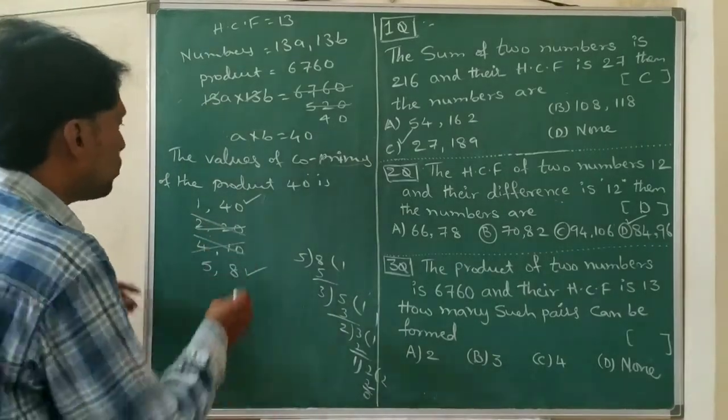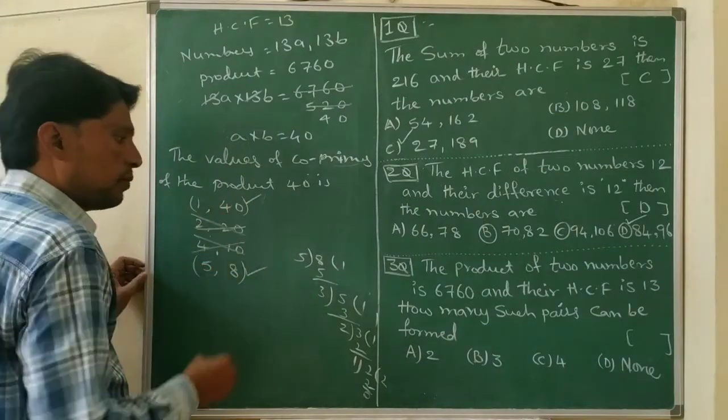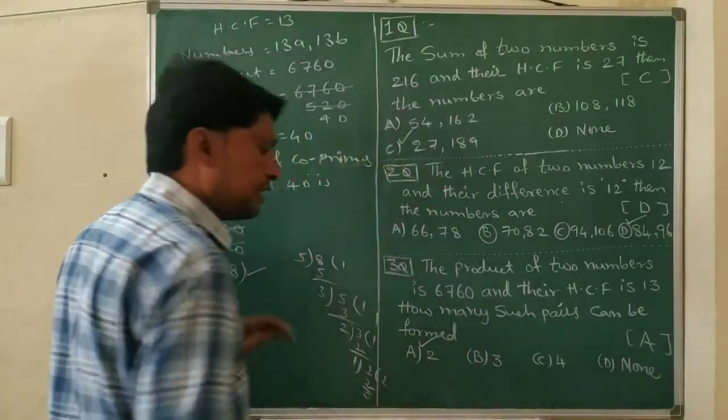So how many pairs did we get here? 1 comma 40, and the second one is 5 comma 8. That means 2 pairs only we got. That is A. Option A is correct.